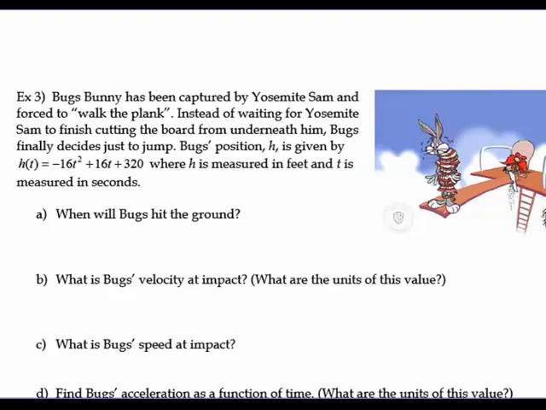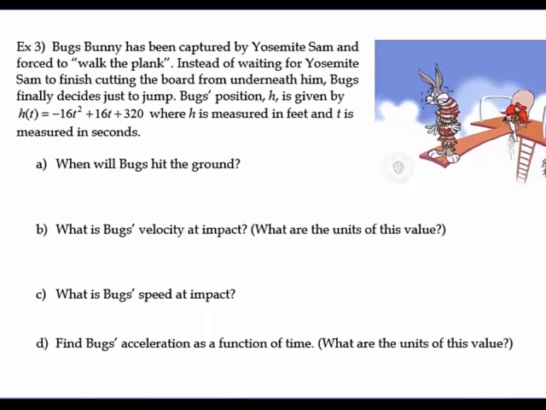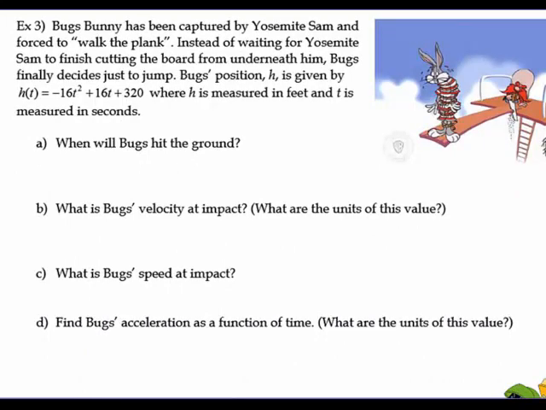Okay, so basically what you have to do from here is interpret what they're asking, and just do what you're supposed to do with it. So, when will Bugs hit the ground? Well, hitting the ground is a height thing, and hitting the ground means you don't have any height, your height is 0. That's going to be when our height is 0. So when does negative 16t squared plus 16t plus 320 equal 0?